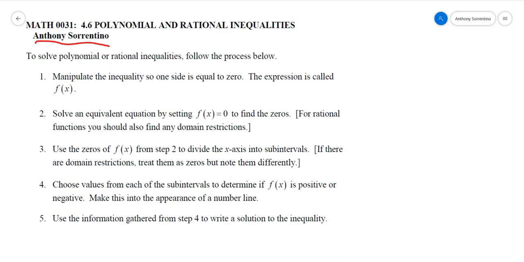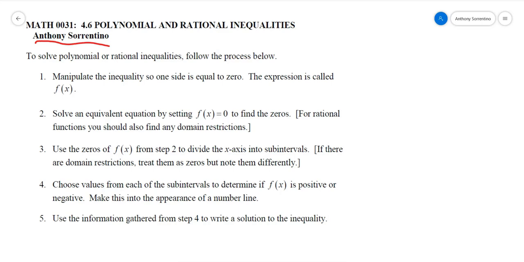Whereas if you have to compare two different sides of the inequality, that can involve a great deal of work as well. So we're going to be looking at a procedure that you're going to be following when we do this. Let's walk through it here. You're going to manipulate the inequality so one side is equal to 0. I mentioned that before. So basically you're going to get one side of the inequality to be 0, moving everything accordingly. And this is going to be known as f of x. So this f of x can be a rational equation, a rational function, a polynomial function, whatever the case may be.